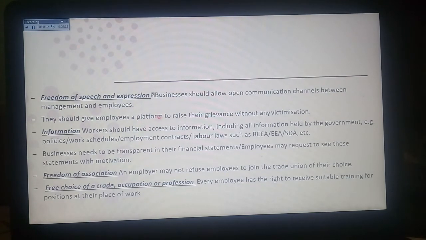Freedom of choice and expression: people should be allowed to express themselves. Information: they should be informed of whatever is happening. Freedom of association: an employer may not refuse employees to join what? A trade union of their own choice. Freedom of trade, occupation, or profession: employees have a right to receive stable training for their profession. All right.